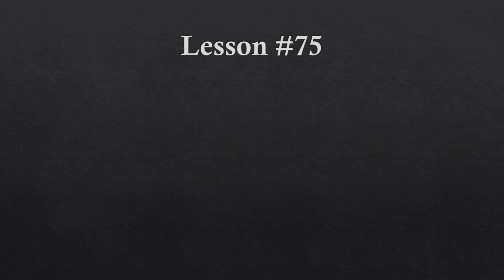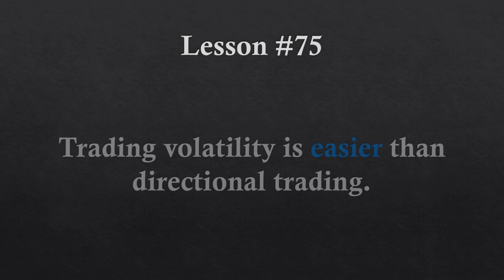Lesson number 75. Trading volatility is easier than directional trading. Nobody knows where price is headed. Traders can only make calculated speculative moves in order to find out. Volatility, however, has some very interesting properties that any directional trader would love. This is why it's interesting to learn how the derivatives market works.